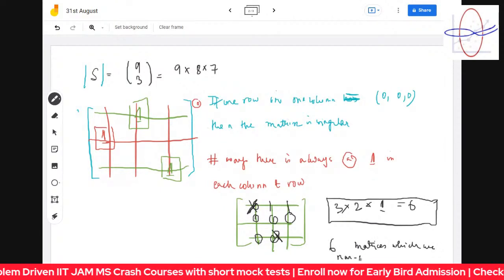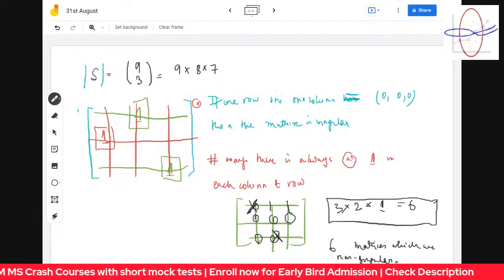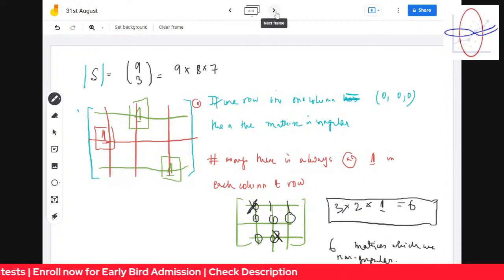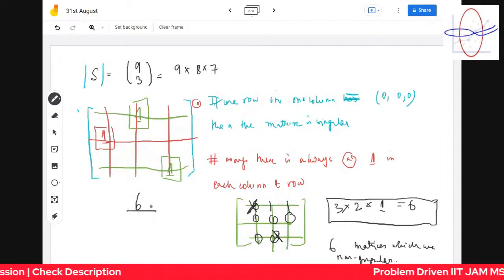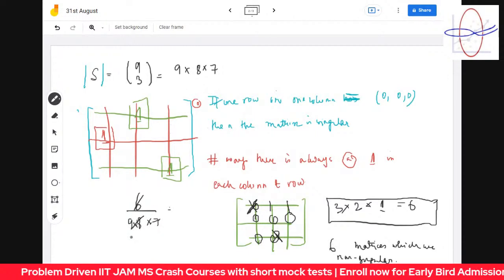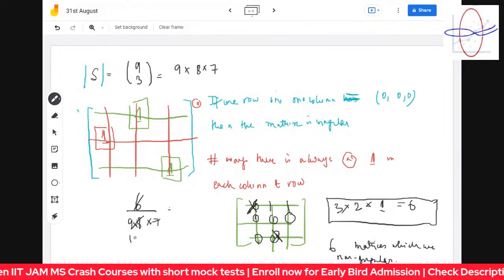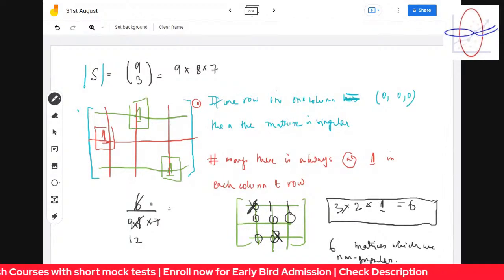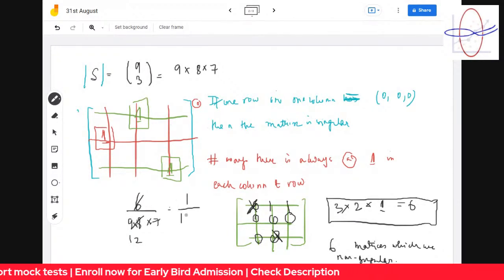Okay, there are six such matrices which are non-singular. So we have done the number of non-singular matrices. So it's six by the total number, each equally likely. So the total number is six by 9 into 8 into 7. So it will turn out to be, I think, 1 by 84, hmm, 112 like this.